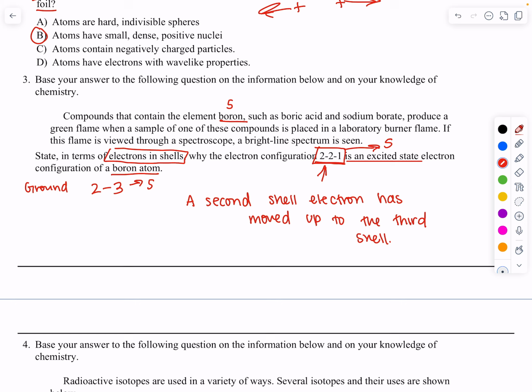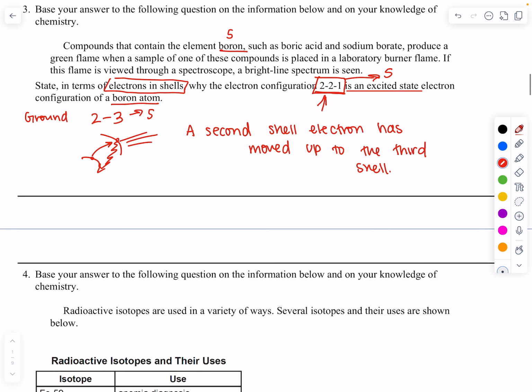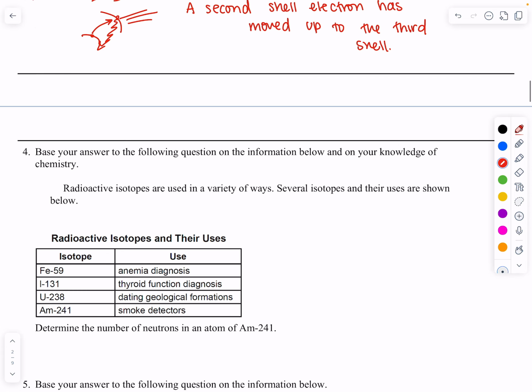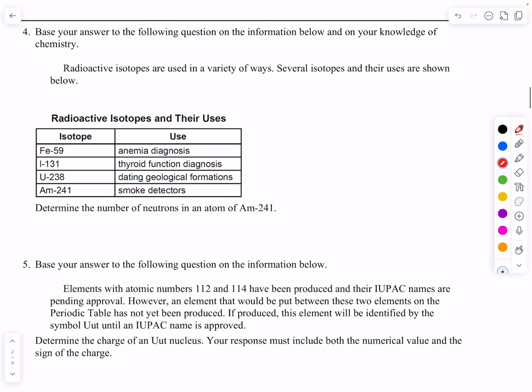When something is excited, remember that electrons jump up when they're excited, and then when they fall back down, that's when they release the light. That's when we see the light, or the color, or the green flame in this example. Okay, question 4 is asking us about radioactive isotopes. So isotopes, you should know that word.